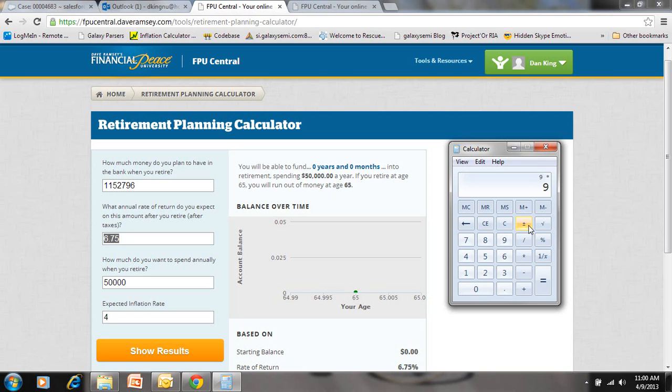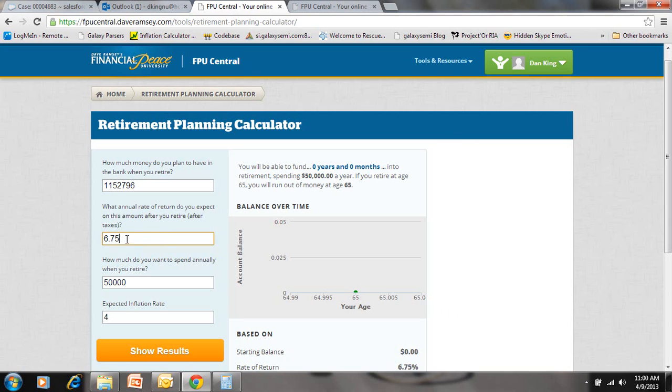So I'd multiply that 9% by 0.75, which is 75% of that you'll get because 25% is taxes taken out, and that gives us 6.75. So if you use the 9% for your calculator, I multiplied that by 0.75 because that's probably what you get after taxes, and that gives us 6.75.